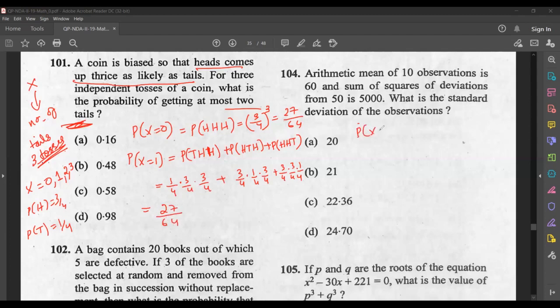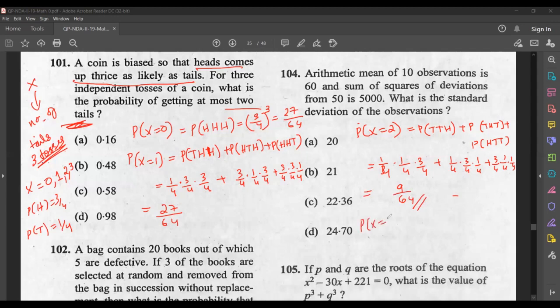Similarly, try for P of X equal to 2. That means 2 tails. So that will be P of TTH or P of THT or P of HTT. That is 1 by 4 into 1 by 4 into 3 by 4, 1 by 4 into 3 by 4 into 1 by 4, 3 by 4 into 1 by 4 into 1 by 4. 3 plus 3, that is 9 by 64.